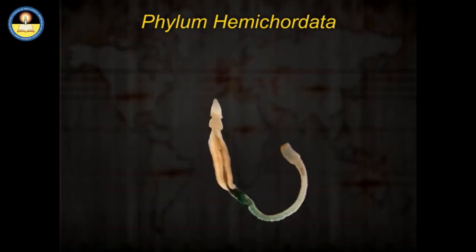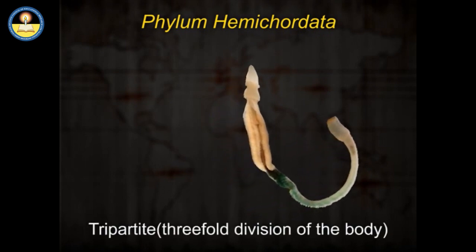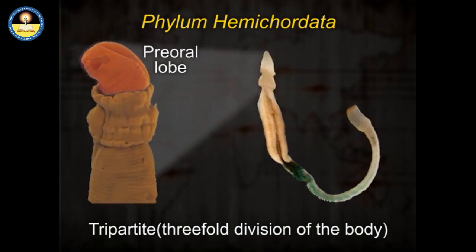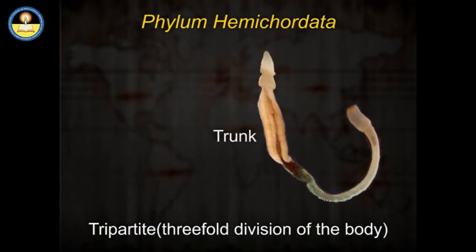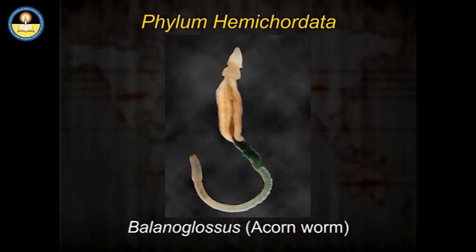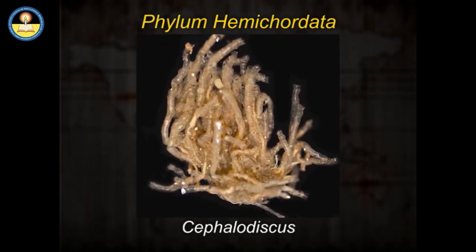Hemichordates are distinguished by a tripartite, meaning a threefold division of the body. At the forward end of the body is a preoral lobe, behind this is a collar, and the last comes a trunk. Some examples are Balanoglossus, that is a cornworm or tongueworm, and Cephalodiscus.